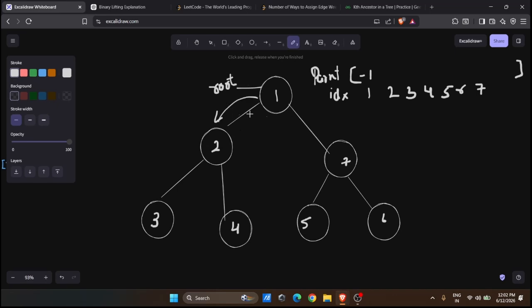Now when we move downward in the tree, 2 has parent 1, so we mark 1 over here. Now when we move downward from 2, we see that 3 and 4 have parent 2. Now we go to the right side of the tree: for 7 it's 1, and for 5 and 6 it is 7. That's a basic DFS approach in a tree. You should know it before doing this. For that you can check out videos on how we can traverse a tree. That's the way we have defined the parent.